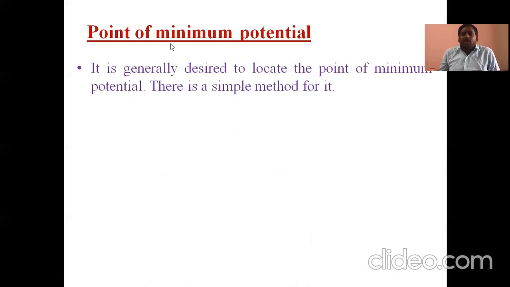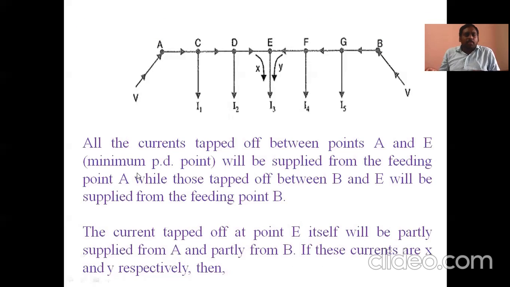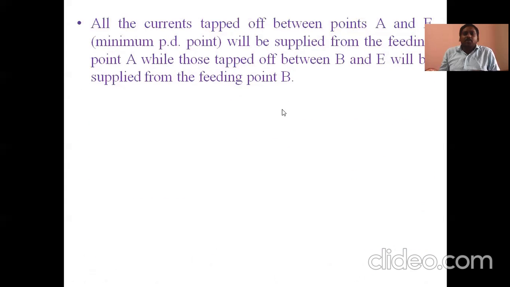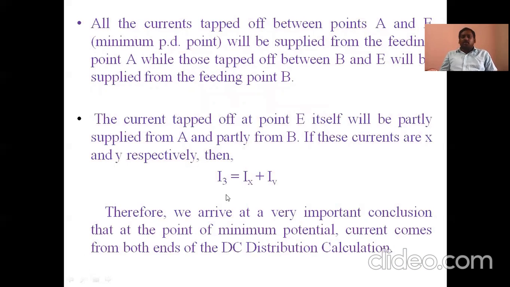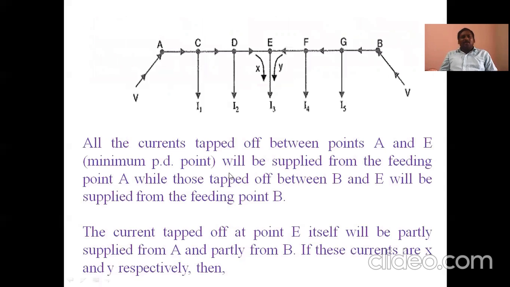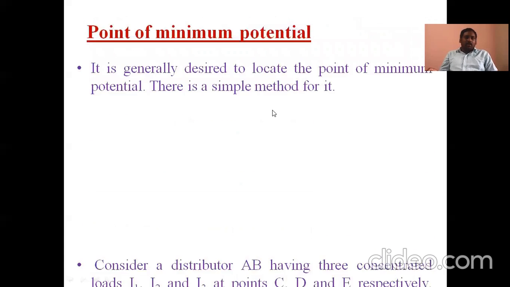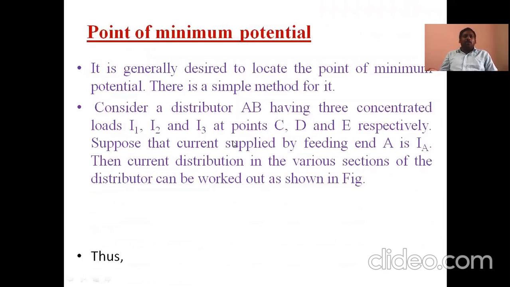Point of minimum potential: where does the minimum potential exist? At the far end. For this excitation, this is the far end; for the other excitation, this is the far end. So minimum potential exists at that point. That's why here we can see I3 is equal to Ix plus I, or simply that is IE. At this point E, Ix plus I. At this load tapped, I3 is equal to Ix plus I. And we can evaluate the point of minimum potential.